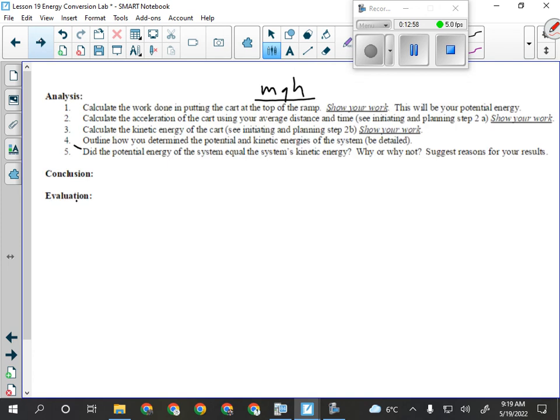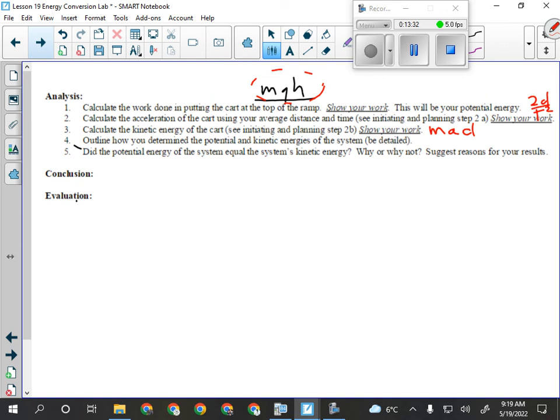For our analysis, calculate the work done putting the cart at the top of the ramp. That's just this. You're calculating the potential energy at the top of the ramp using the numbers you have. You're calculating the acceleration of your cart for analysis question number 2. So that was 2d over t squared. Show your work. Calculate the kinetic energy. That's mass times acceleration times distance.